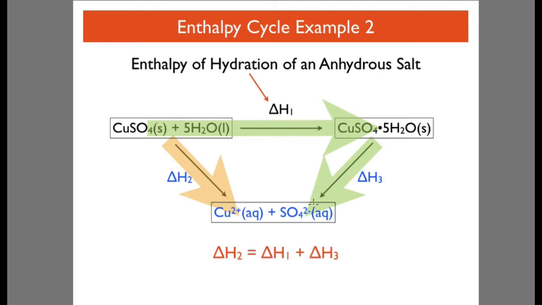So delta H2 will equal delta H1 plus delta H3. You can rearrange that, and then we can find delta H1. It will be delta H2 minus delta H3.